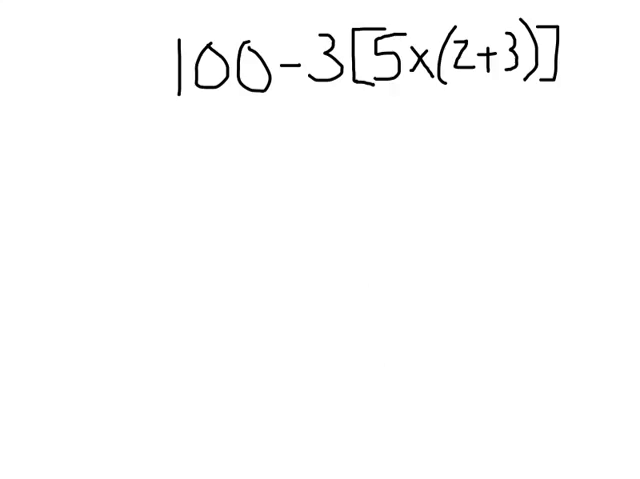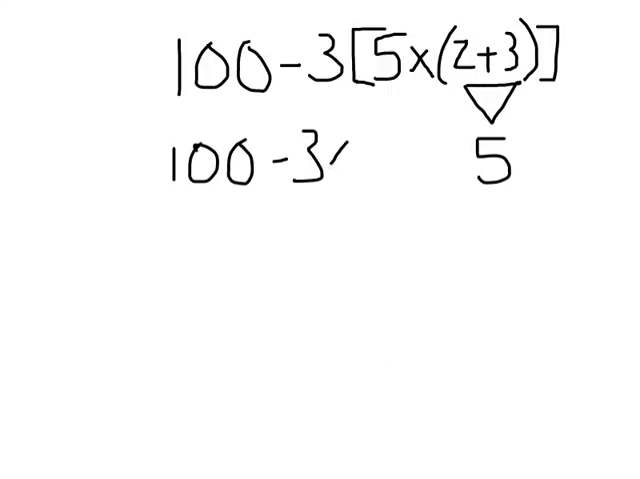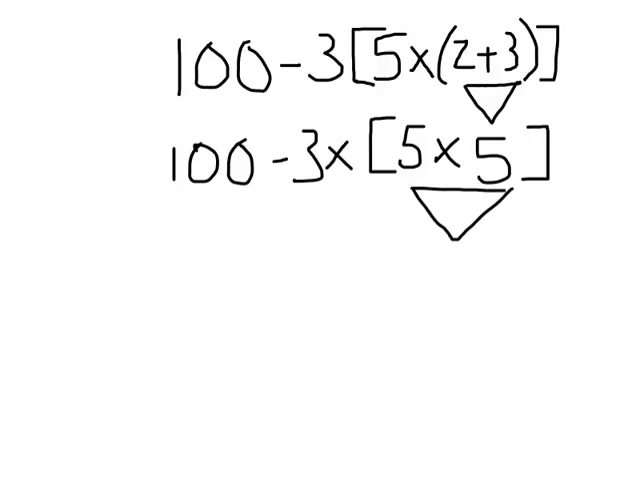100 minus 3 times bracket 5 times parentheses 2 plus 3. The first thing I need to do is what's inside of parentheses, 2 plus 3, and I'll bring everything else down. 100 minus 3. Remember, when a number is right next to a grouping symbol, it means to multiply. 5 times 5. What would I do next? I would do 5 times 5 because it's still inside of grouping symbols. What's 5 times 5? 5 times 5 is 25. So now I'll bring down 100 minus 3 times 25.